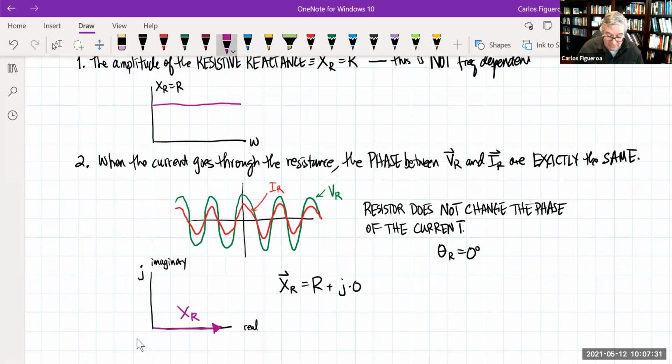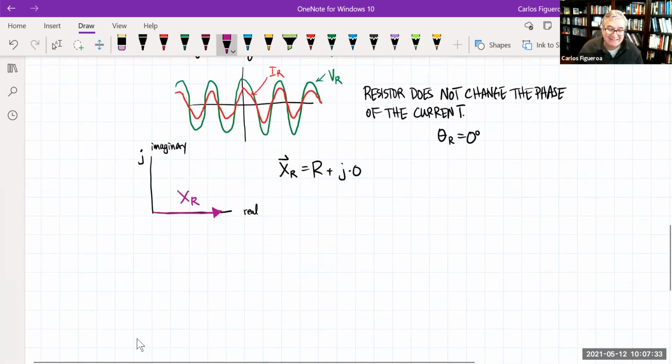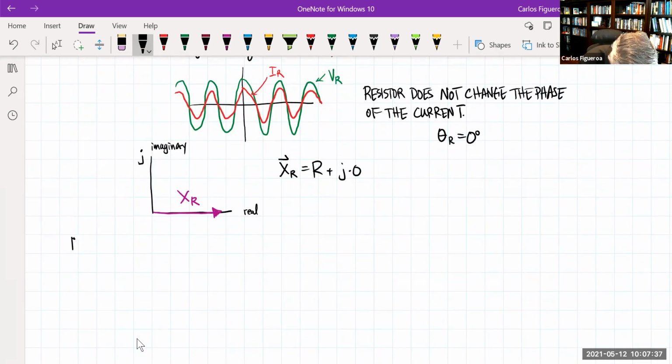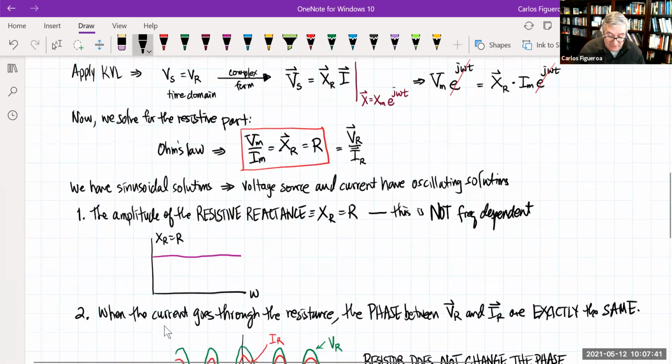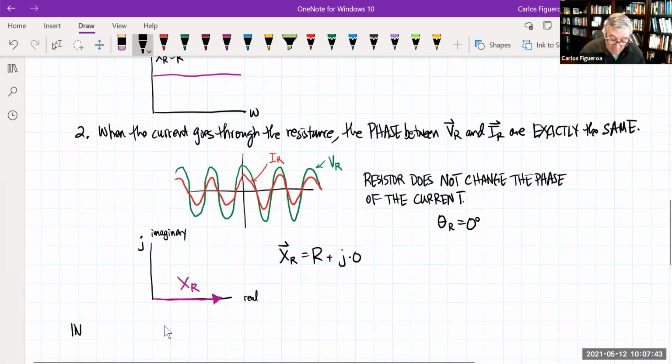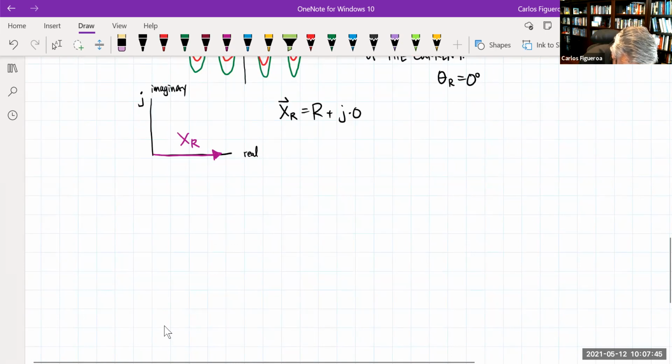Okay, so if we go to the next one here, I'm going to do the exact same thing. But now I'm going to use the inductor. So what did I call this up here? I said AC resistors. So I'm going to say AC inductor.